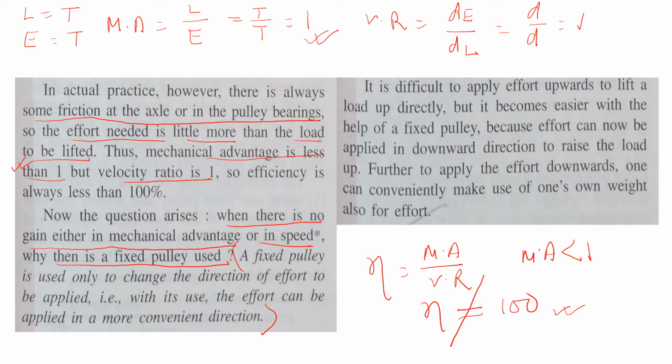Now, it is difficult to apply effort upwards to lift a load up directly, but it becomes easier with the help of a fixed pulley because effort can now be applied in the downward direction to raise the load up. Therefore, to apply the effort downward, one can conveniently make use of one's own weight also for effort. I think you have understood.